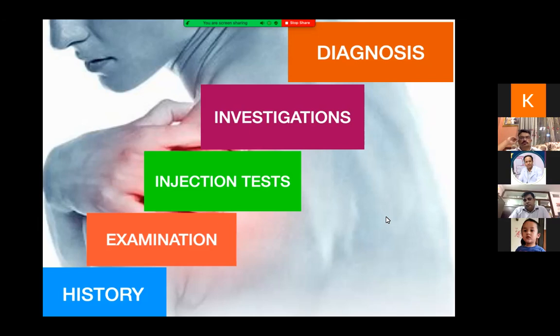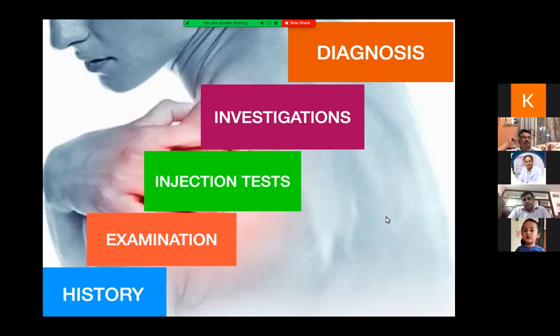So the message is very clear from our faculties. Injection test we have to do. This is a very underutilized test, and this will be very, very diagnostic in some situations. Never do the injection test in each and every patient. Do it only in those patients in which the diagnosis is confusing, because as I've already mentioned, the cause of shoulder pain is very confusing and overlapping.